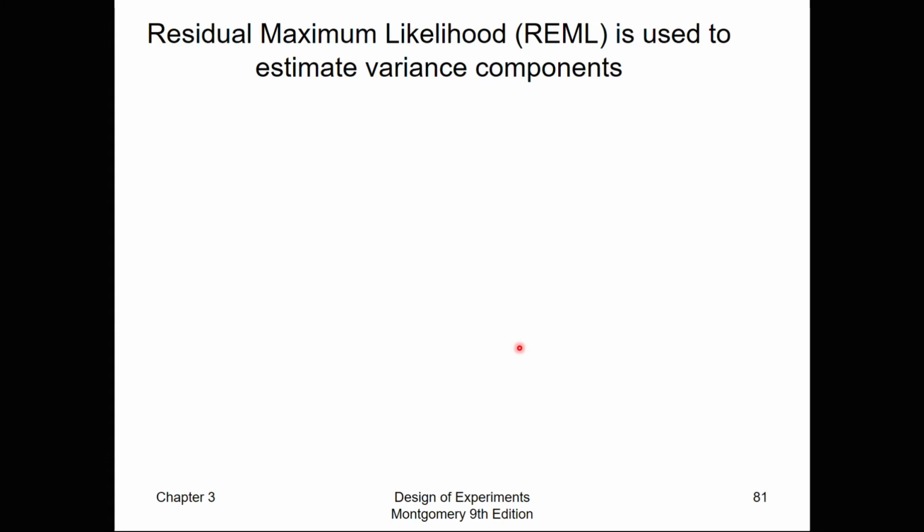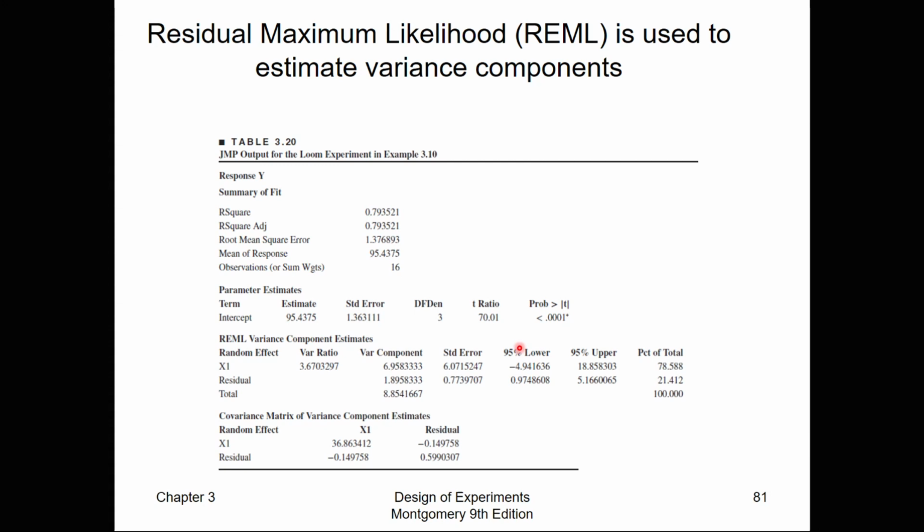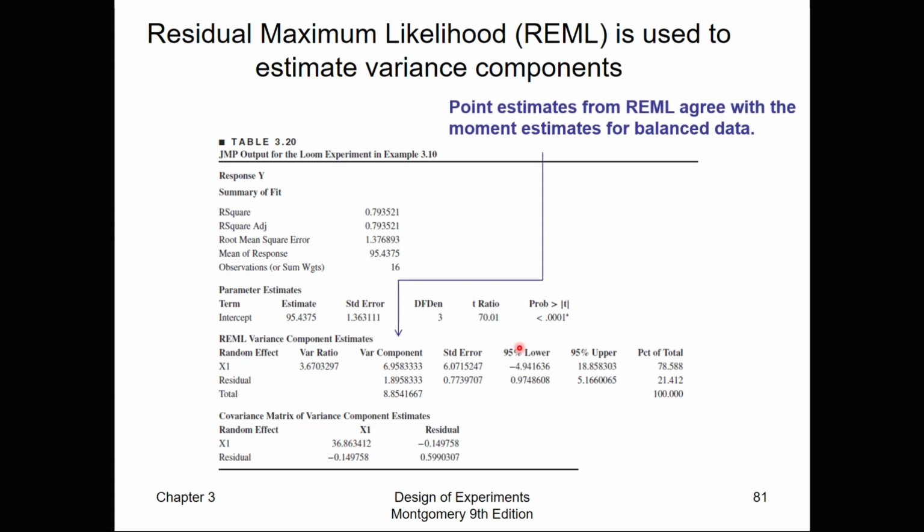Now when we're looking at the variance components, the residual maximum likelihood is an iterative way that you can look at the estimation of the variance components. And the point estimates from the residual maximum likelihood will agree with the moment estimates. I guess it kind of depends on if the design is balanced or not.